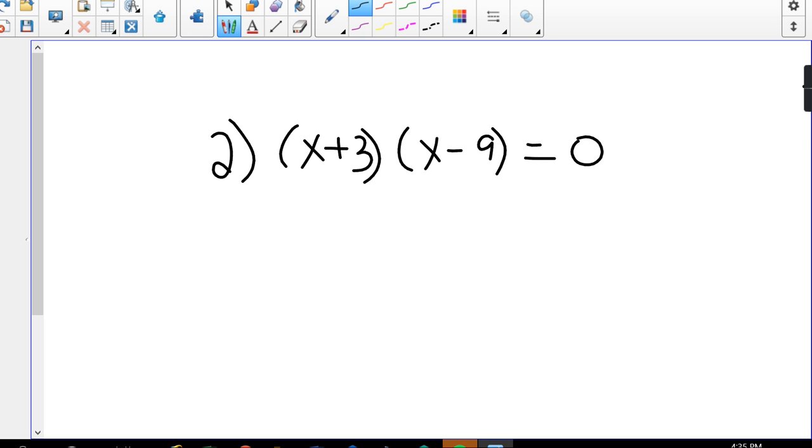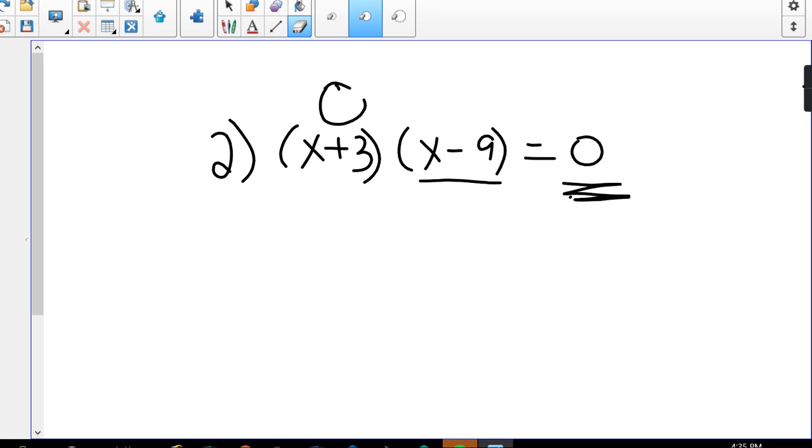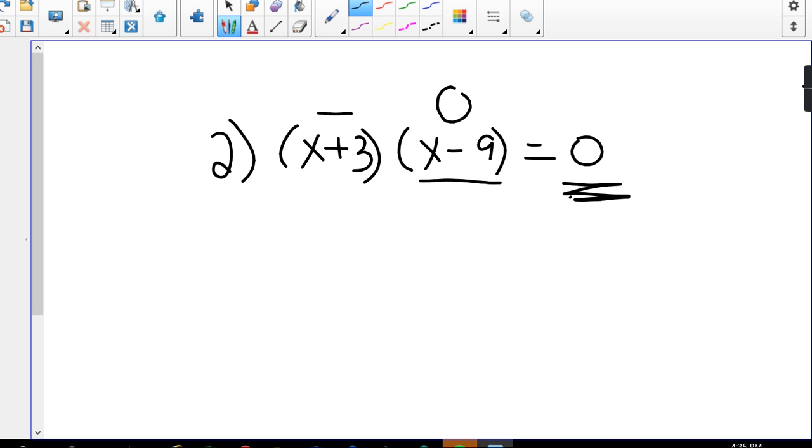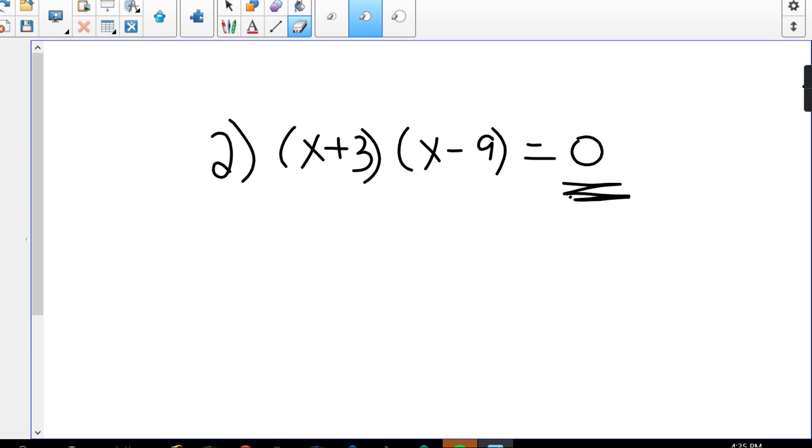which tells us that if the product, the answer to the multiplication problem, is 0, then it must be that one of those factors was 0. So it could be x plus 3 was 0, and then we'd have something true because we'd have 0 times something, whatever this is, equals 0. Or it could be that x minus 9 is 0, and 0 times whatever this is equals 0. So we're going to use those two possibilities and create two equations.